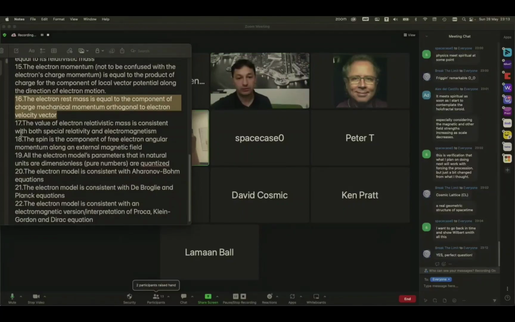The value of electron relativistic mass, I said that, haven't I? I'm highlighting the wrong one right now. I'm tired. I bet you are too.